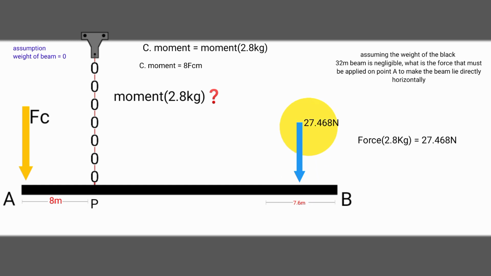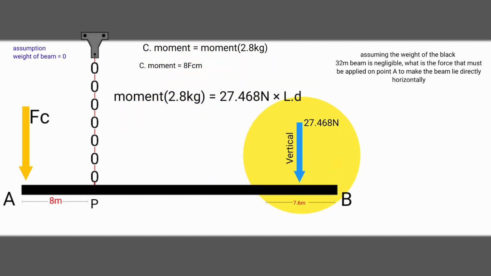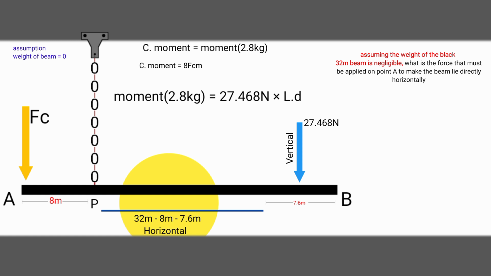Now what is the moment caused by this force at this point here? We don't know, but moment we know is force times perpendicular distance. Force is 27.468 Newton. Since the gravitational force is vertical and the beam is lying horizontally, that means the length of the beam from this point to this point is the perpendicular distance. So what is the length of the beam? We don't know. But recall here, the whole beam is 32 meters in length. So since from this point to this point is 8 meters and from here to here is 7.6 meters, that means from this point to this point is 32 meters minus 8 meters minus 7.6 meters, which is 16.4 meters.